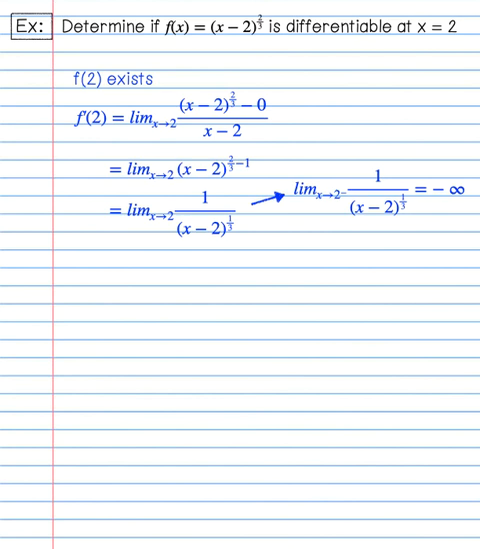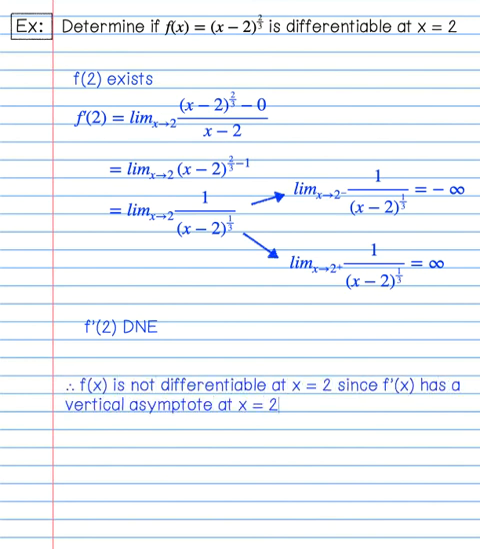So if I check my left-handed limit, I get that it's approaching negative infinity. And if I check my right-handed limit, I'm going to get that it's approaching positive infinity. So it does not exist there, vertical asymptote in the derivative function. So f prime of 2 does not exist, which means that it's not differentiable at x equaling 2, right? Because the derivative function has a vertical asymptote there.